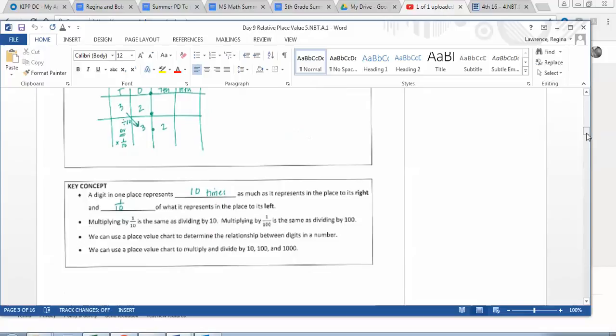This is where we really solidify this big key concept. A digit in one place represents 10 times as much as the place value to its right, and 1/10 of what it represents to its left. And then again, multiplying by 1/10 is the same as dividing by 10. Multiplying by 1/100th is the same as dividing by 100. Great.